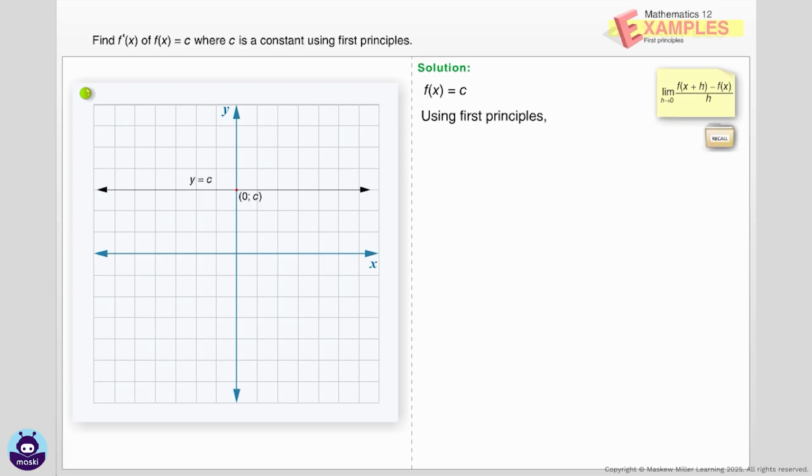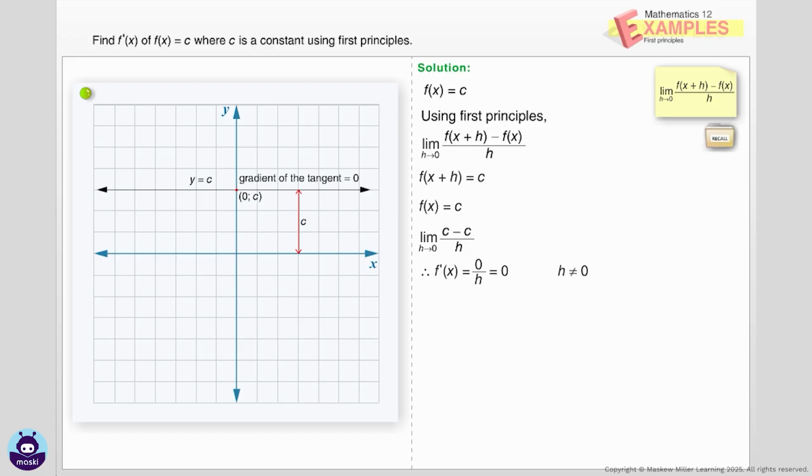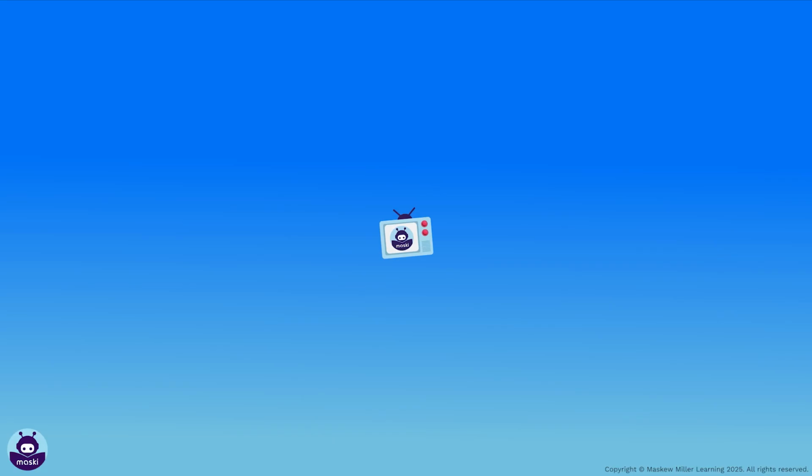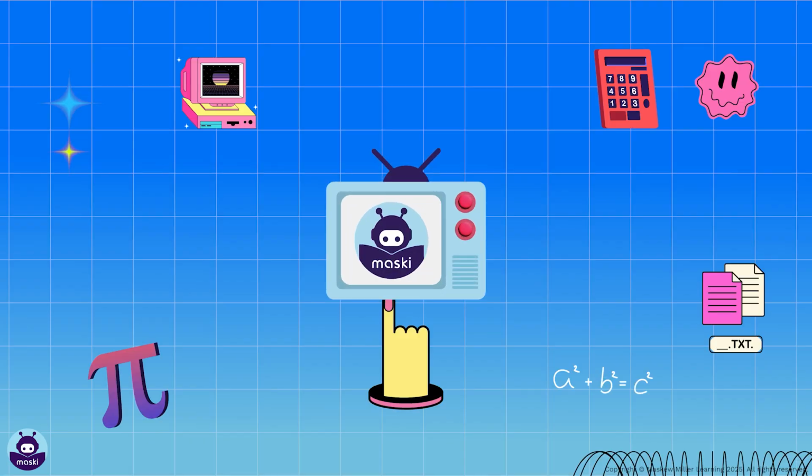Using first principles, we can observe that f(x + h) = c and f(x) = c. Substituting the values and simplifying, we get, therefore, f'(x) = 0/h = 0, h not equal to 0.